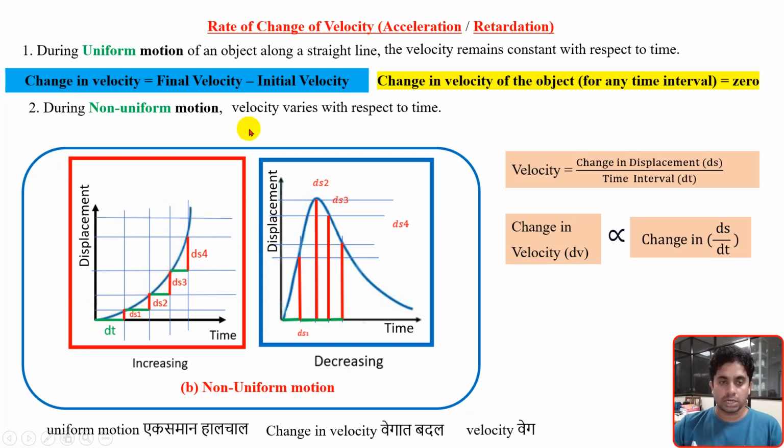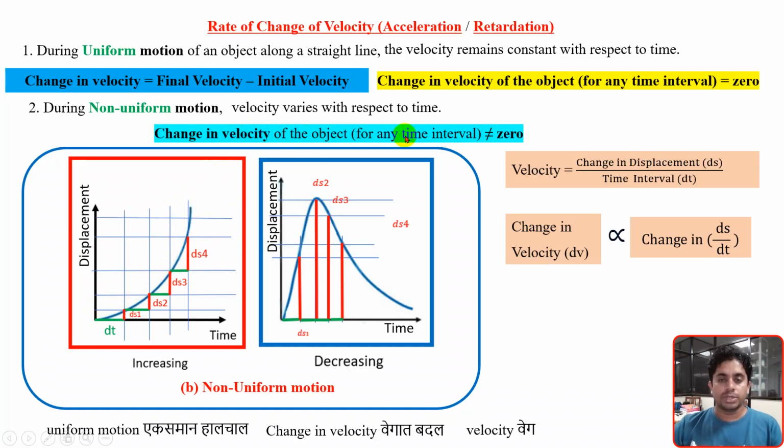Velocity is not constant. So the change in velocity of the object for any time interval will be a non-zero value. Unlike in uniform motion, the change in velocity of the object won't be zero, right? So for non-uniform motion, the change in velocity of the object for any time interval is a non-zero value. But for uniform motion, the change in velocity of the object for any time interval will be zero. So this is regarding the change in velocity and rate of change of velocity for uniform motion and non-uniform motion. Thank you.